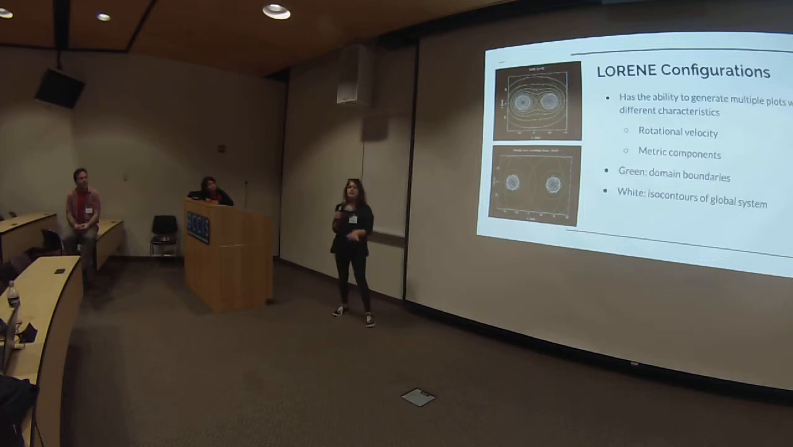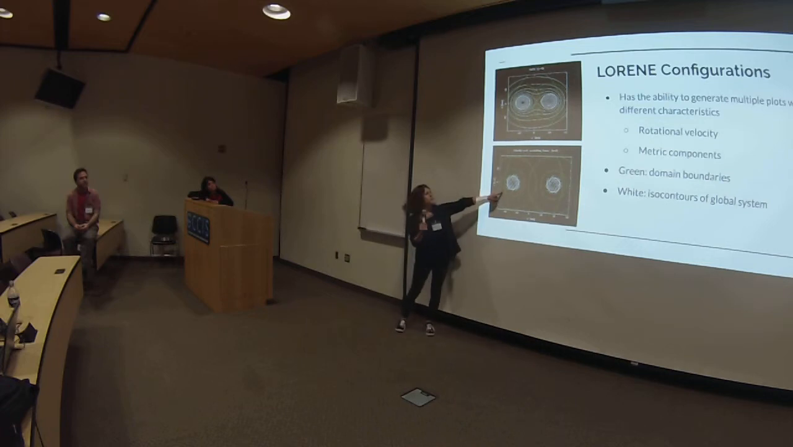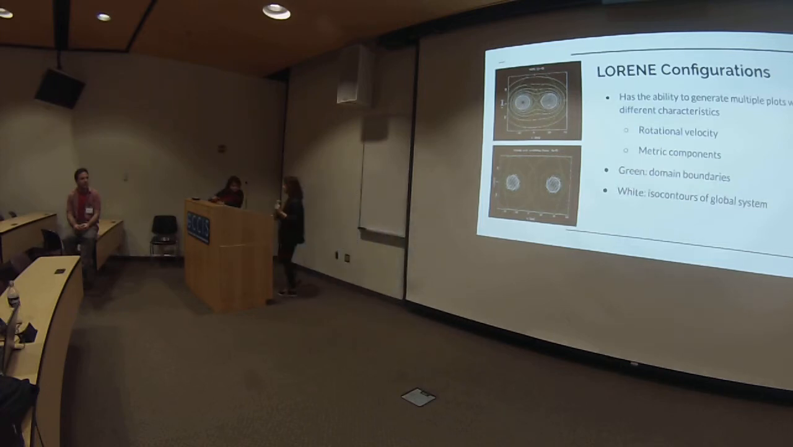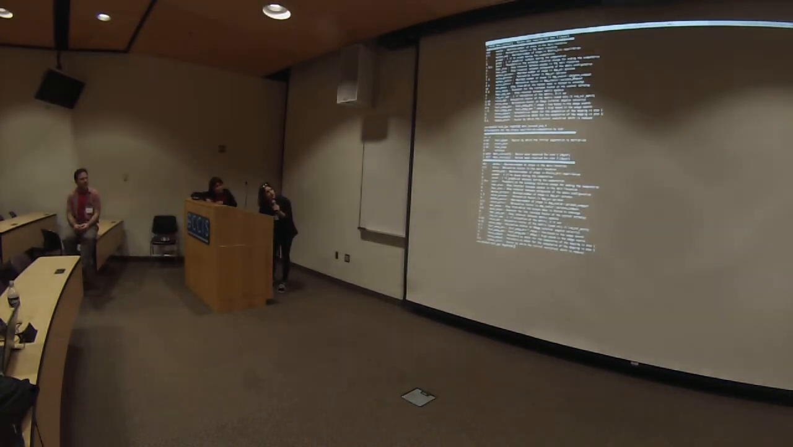Iso contours of the system as a whole. And you can also see the velocity vectors for the rotational velocity that is also created. So to do this, let's see. Where's the terminal? There's the terminal.